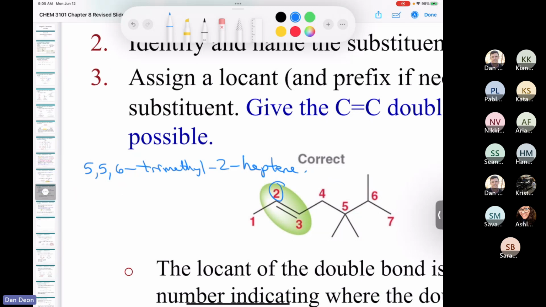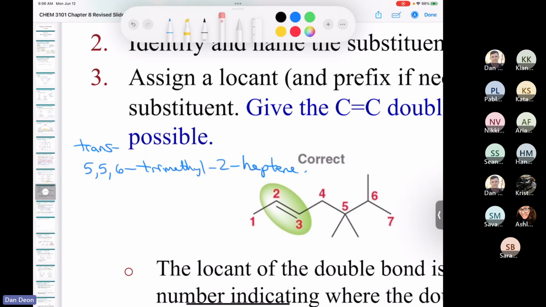Yeah, thanks, Hannah. It's trans. So Hannah, you would call this compound trans-5,5,6-trimethyl-2-heptene. Also, let's try another one. Could anybody tell me, is this compound an E compound or a Z compound? And again, it's not a trick question. Would it be E or Z? Right, because you could label it as trans, yes, but you could also label it as E or Z. Both are acceptable in this particular case anyway.